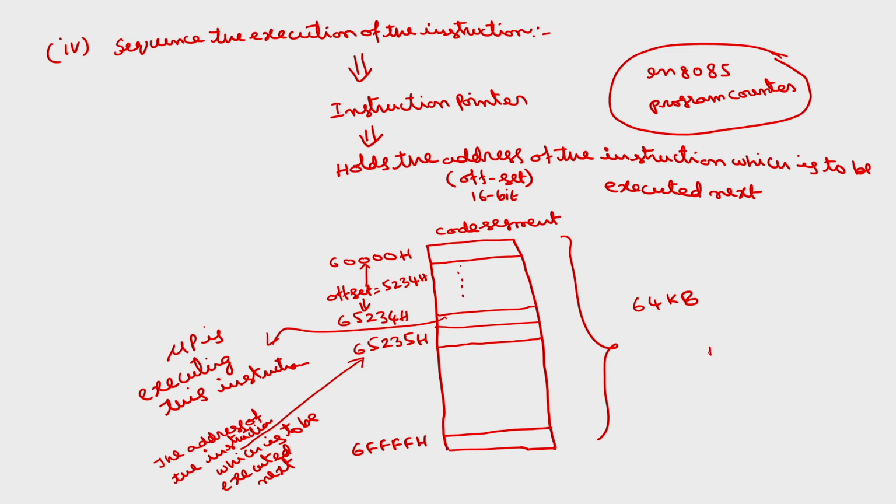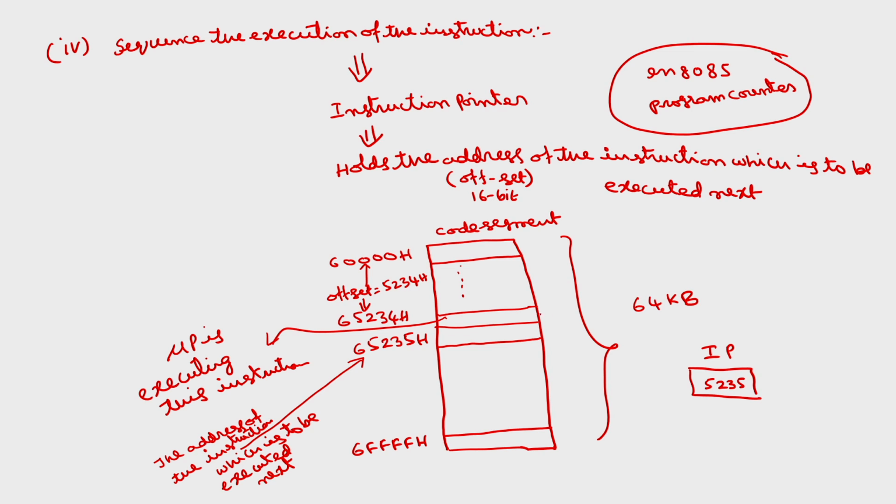Then the instruction pointer points to that offset address 5235. So, the instruction pointer always holds the offset address of the instruction which is to be executed next. If the microprocessor is executing this instruction, assuming a single byte instruction, the next address will be this address plus 1, which is 65235h. So, the offset from 60000h is 5235. That 16 bit offset address will be pointed to by the instruction pointer. So, instruction pointer always holds the address of the instruction which is to be executed next. In that way, we can sequence the execution of the instructions.